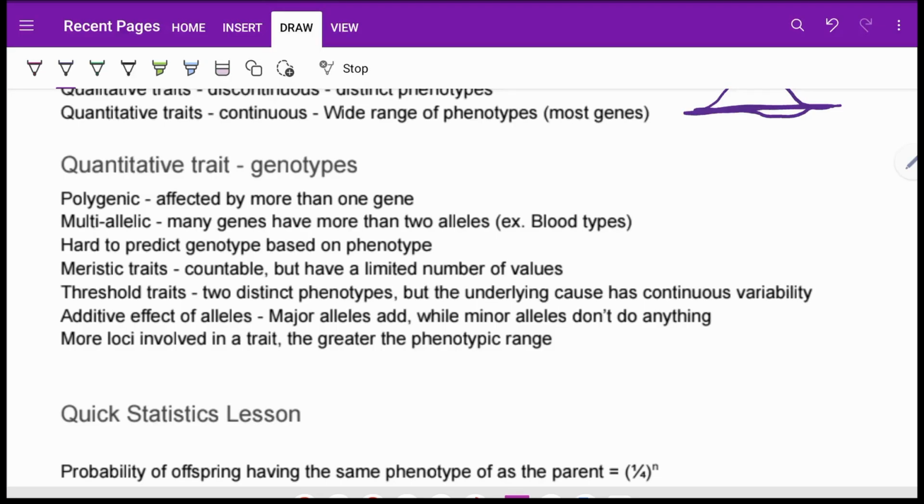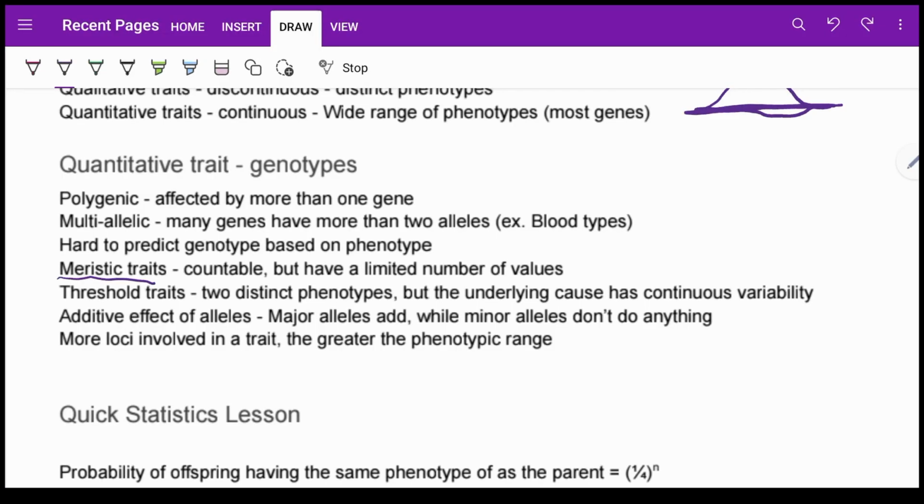We have different kinds, and for meristic, this is kind of like what we're talking about with immunity, where there is technically a finite number of combinations you can make, but that is a very large number. We also have threshold traits, which are two distinct phenotypes, but the underlying cause has continuous variability, meaning that the underlying cause could be completely different from person to person, but the phenotypes would be the same and in two distinct phenotypes.